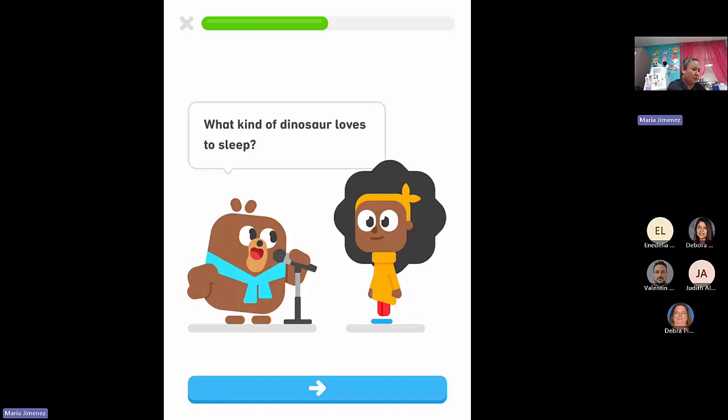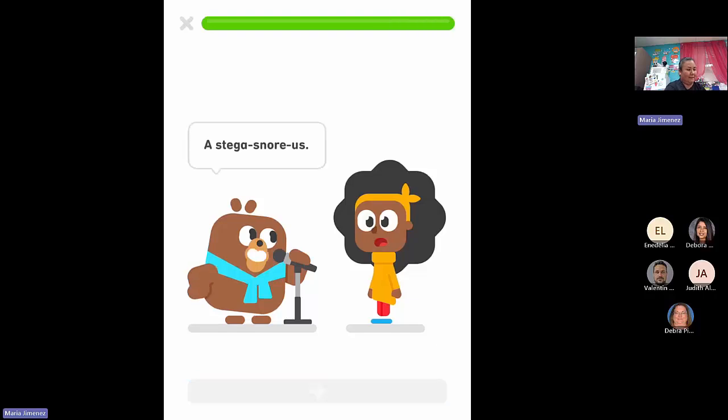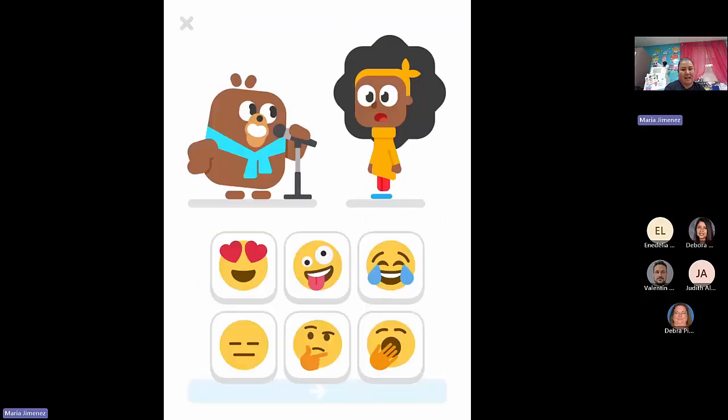Valentin, any dinosaur? What kind of dinosaur loves to sleep? No? Stegosaurus? Let's see. I don't know. If you don't know your dinosaurs, it'll answer, I don't know what, right? A Stegosaurus. A sleeposaurus. Nice guess. So it'll tell you the answer, and it changes every day.